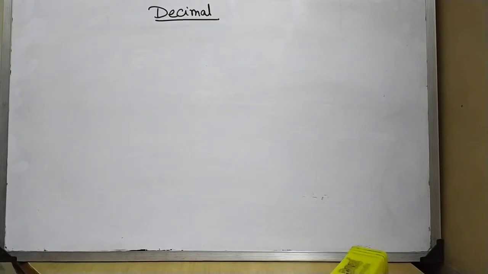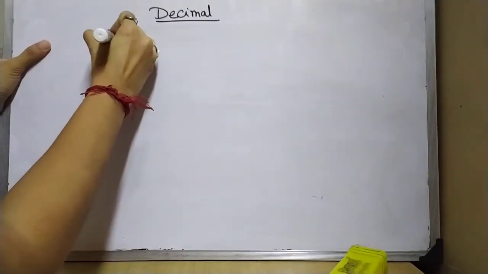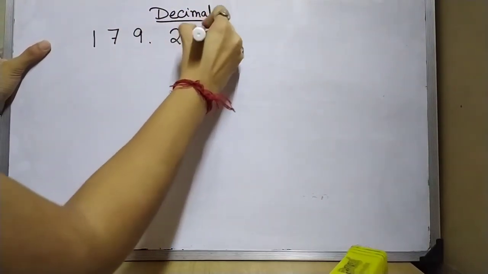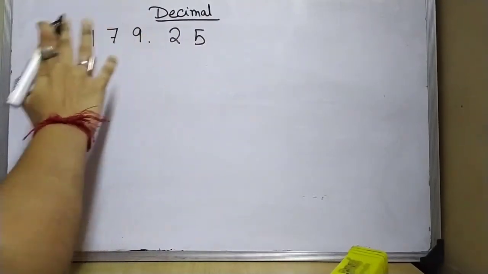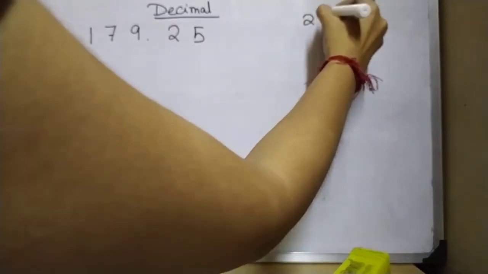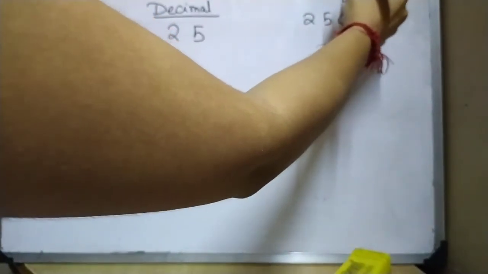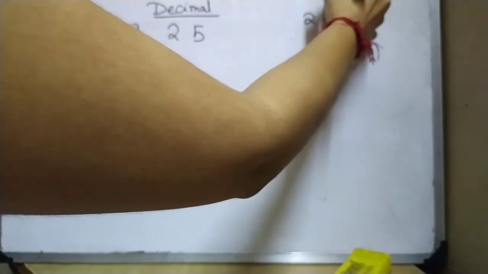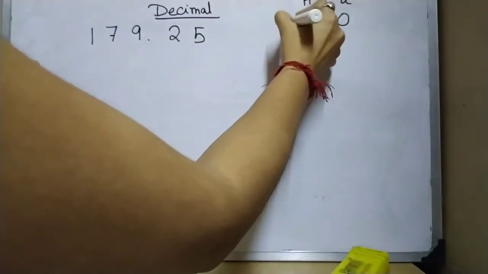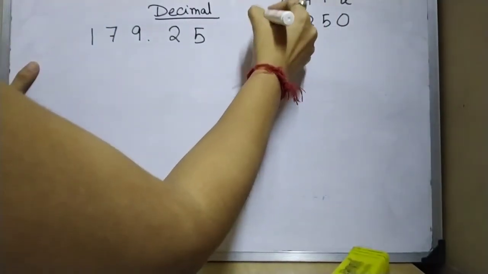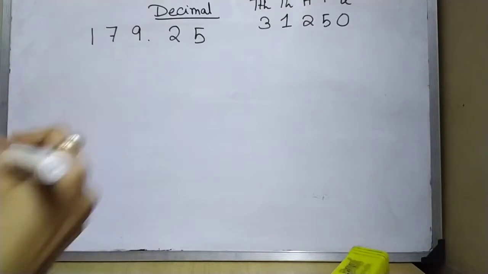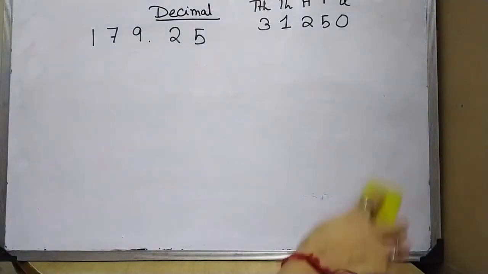A number will be given, and we need to expand it. Suppose the number is like this only. Now as we know, for any number like 250, what do we write? This is the unit place, this is the tens place, this is the hundreds place. If there is another digit, this will be 1000. If there is another, this will be 10,000. Just like this we know how to do this one.